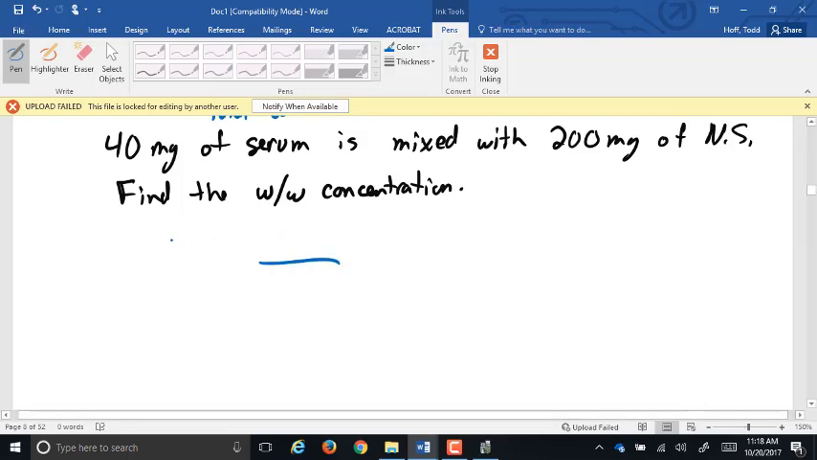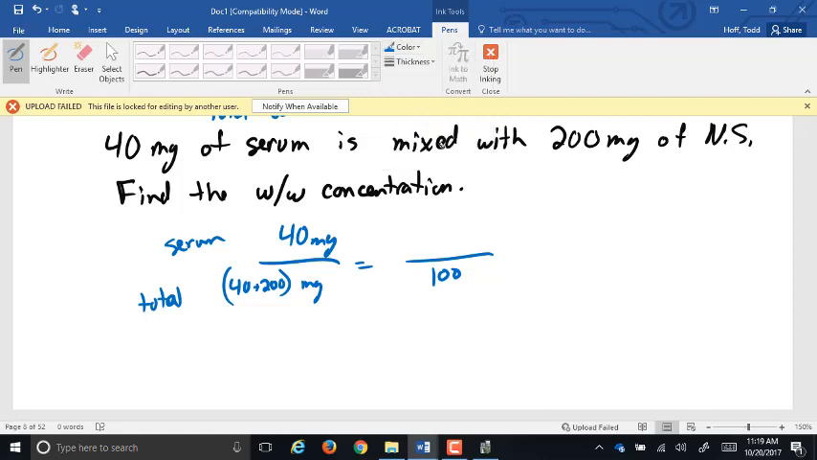So our serum is 40 milligrams. The total, since it's weight and mass, we can add them. Those are conserved. So it's 40 plus 200 to get the total. So when it's volume and volume, you cannot add them together. It's only when it's weight and weight or mass and mass that you can add them together. I won't ever ask you to add them for a volume and volume one on a test, just so you know.